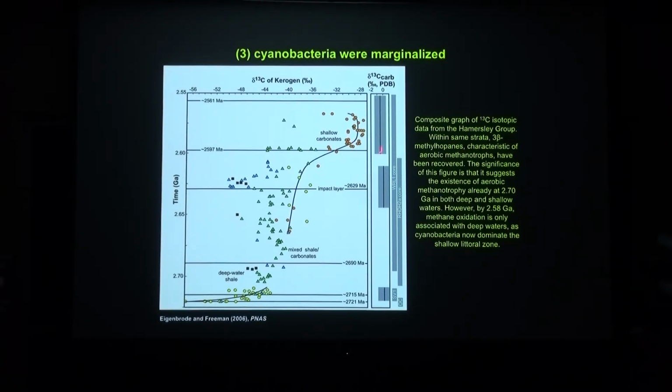This is now all photosynthetic or cyanobacterial. In other words, over that 100 million years, at 2.7, the deep water and the shallow water were dominated by methanogens. There's lots of methane in the atmosphere. By the time we get to 2.6, the shallow waters are dominated by cyanobacteria. They argue that the cyanobacteria basically bullied their way in.